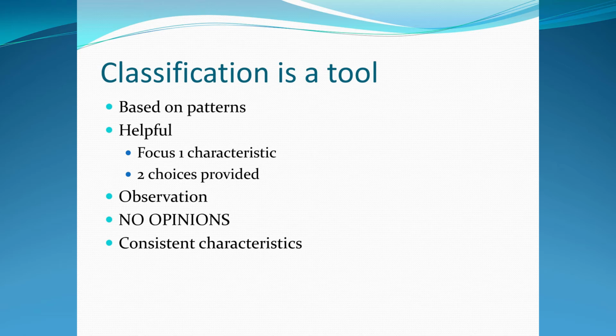When we make a dichotomous key, we have 2 choices provided, but do not use opinions, and we need to use consistent characteristics. So for example, the edges of a leaf would be a great thing to use to classify, but the number of leaves on a tree would not. The edges of the leaf is consistent, but the number of the leaves on the tree can change based on environmental conditions. And then we wouldn't want to say pretty, because pretty is an opinion, and my pretty is not the same as your pretty. So no opinions, and be consistent.